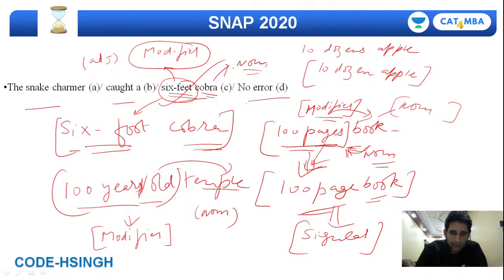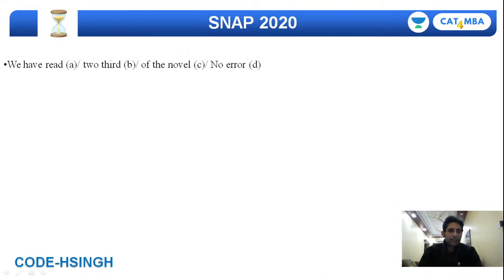Okay, so guys, let's have a look at the next question. This is the next question on the screen, and let's see how many of you get the answer. The question is: we have read two-thirds of the novel, and we have four options A, B, C, D. You tell me what should be the answer. Is this sentence erroneous or is it perfect?